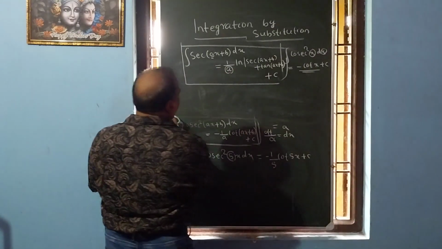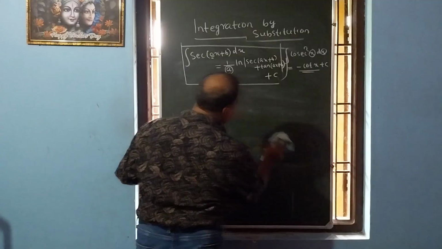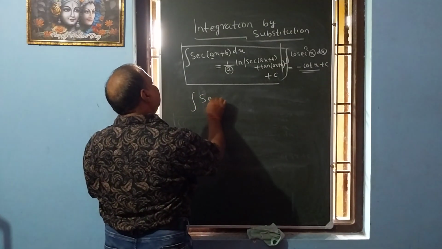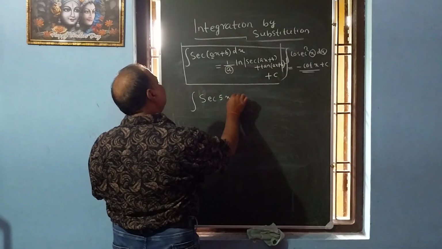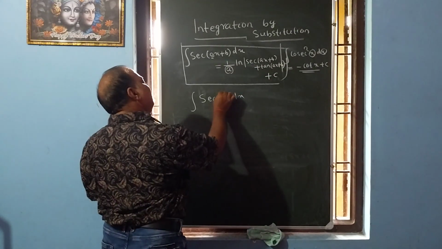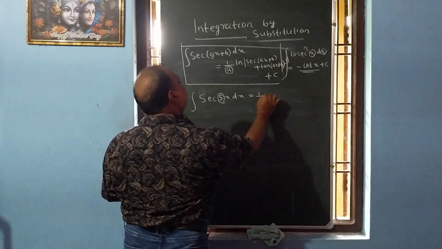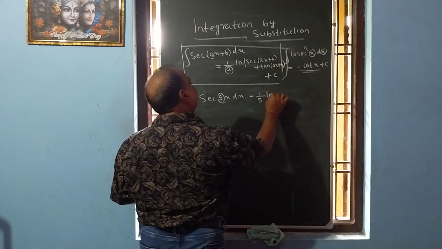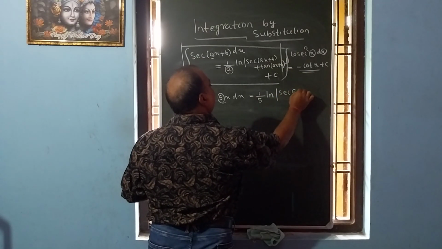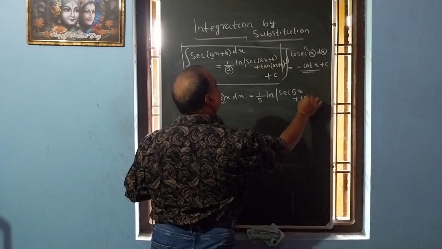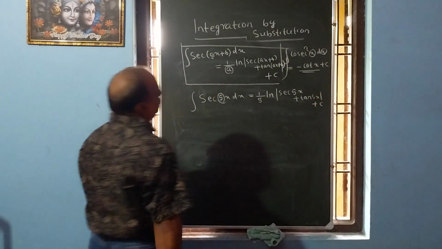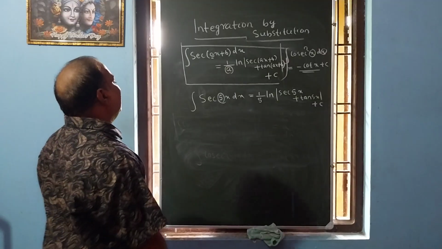Now we have to work out some problems. We take integration of sec 5x dx. Here the coefficient of x is 5, so that will be divided here: 1 by 5 ln of (sec 5x plus tan 5x) plus c.